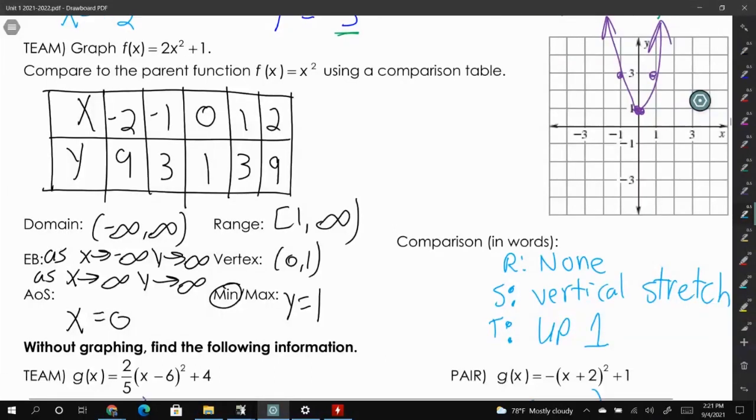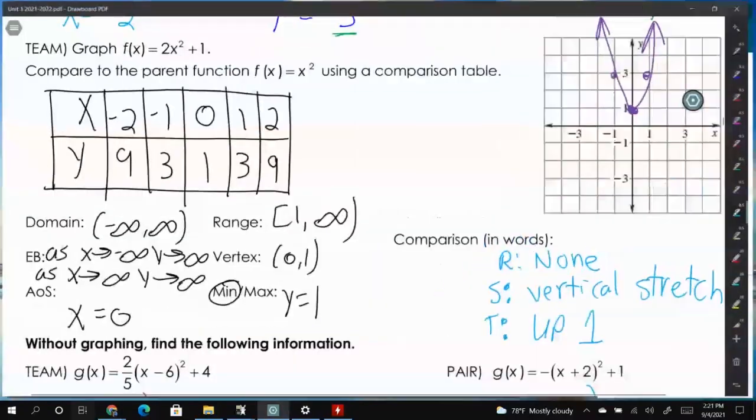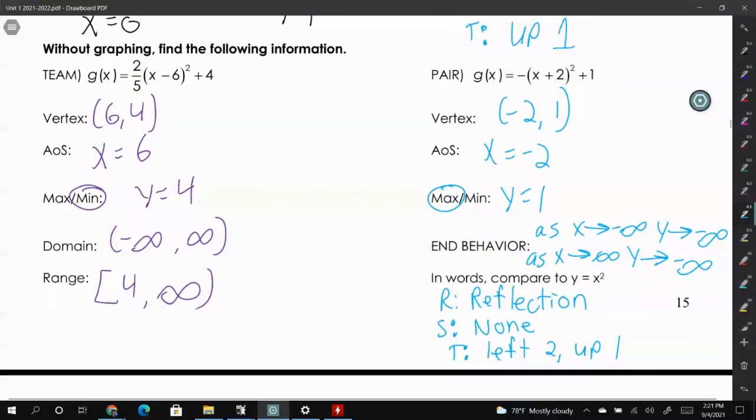Okay, let's look at the answers here. So here's the graph with the table drawn out and the domain range and behavior, vertex, axis of symmetry, or AOS. This one had a minimum value, and then your comparison. So check these over real quick to see if we got the same thing. And then down here, you see that we are able to find out this information without graphing.